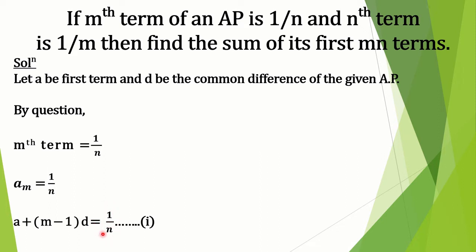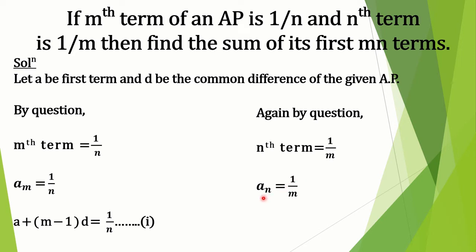Is this clear? Again, by the question, the nth term is 1 over m. The nth term is indicated by a base n, and a base n means a plus (n minus 1) d. The right hand side is copied as it is. Now we have got two equations, equation 1 and equation 2. We will solve these two equations to get the values of a and d.